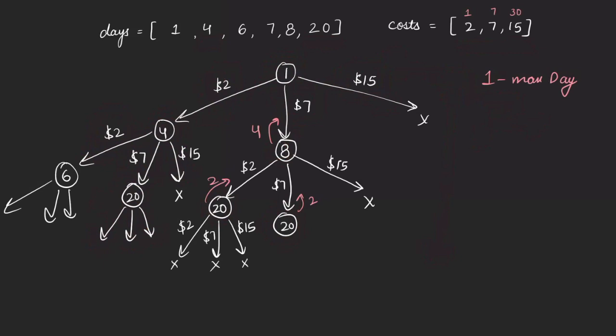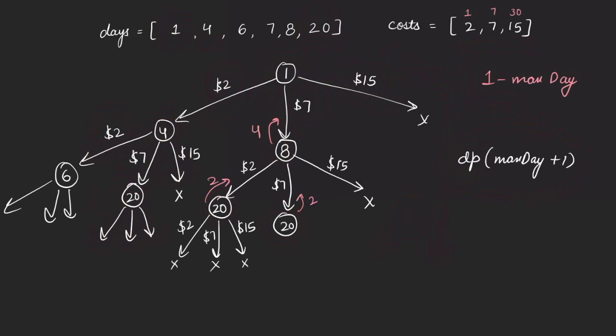A 1D DP. And what will be its size? Since its indices will be storing the days, the days will be from 1 till the max day that we have. So its size will be max day in the days plus 1, or we can say the last day, right? So this will be the size, right? So this is how we can solve this problem.